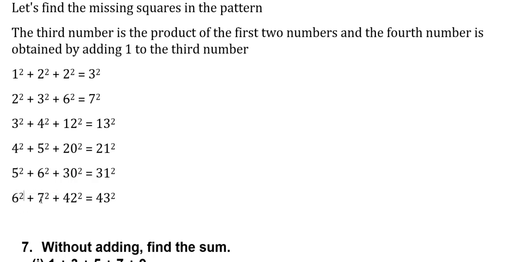6 into 7 is equal to 42. 42 plus 1 is equal to 43 square. Okay.